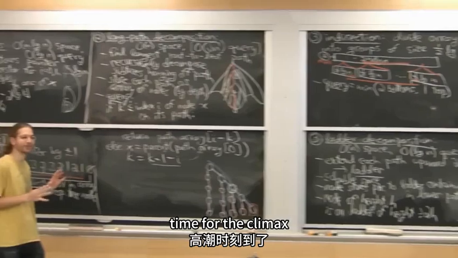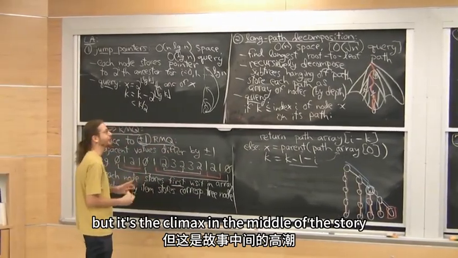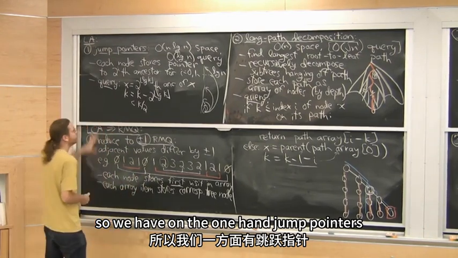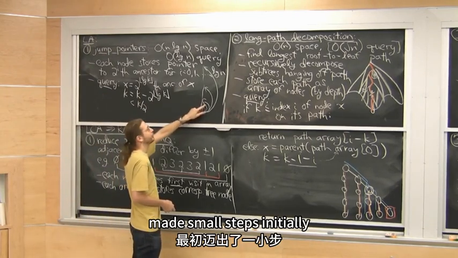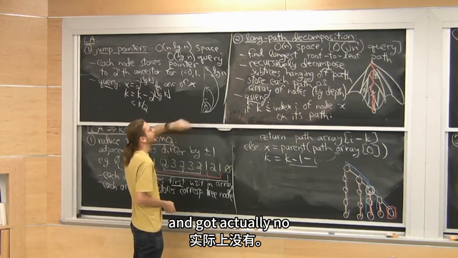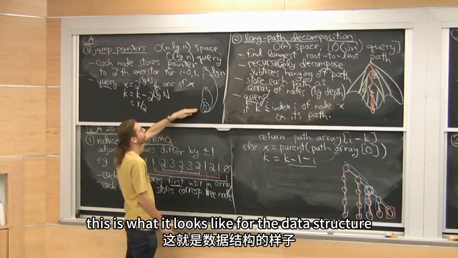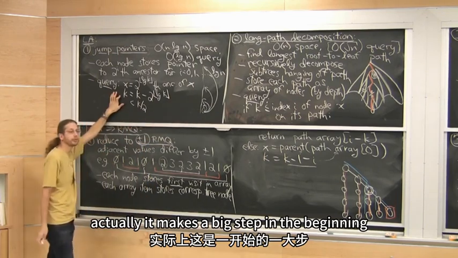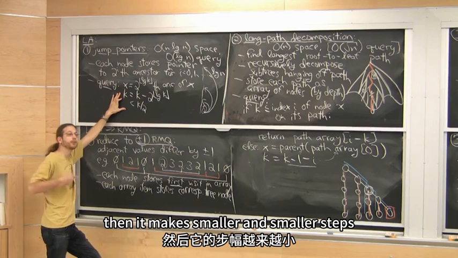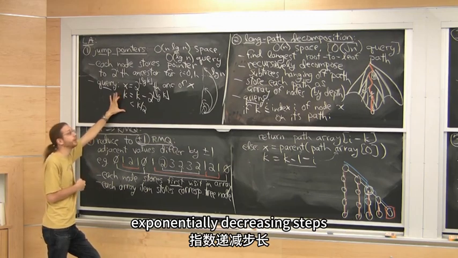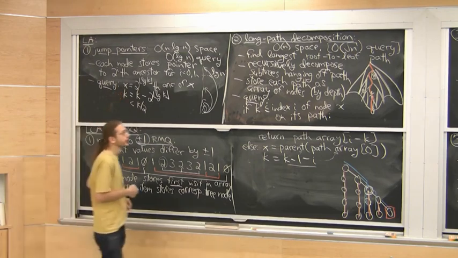Time for the climax. This won't be the end, but it's the climax in the middle of the story. So we have, on the one hand, jump pointers. Remember those? This is what it looks like for the data structure. But if you look at the algorithm, actually it makes a big step in the beginning. Right? It gets more than halfway there. Then it makes smaller and smaller steps, exponentially decreasing steps. Finally, it arrives at the intended node.